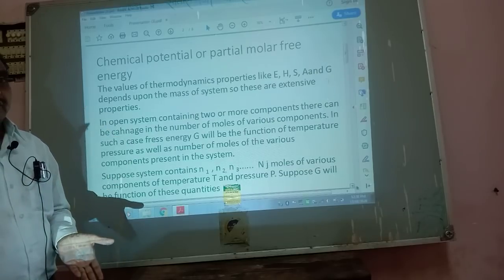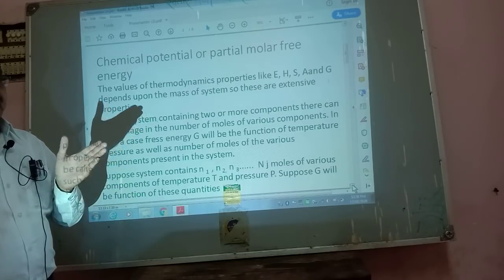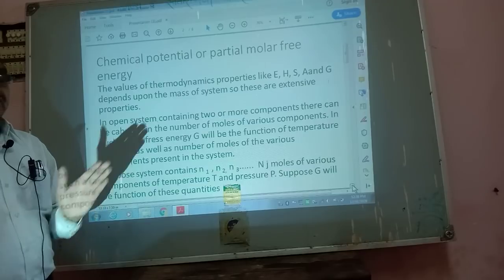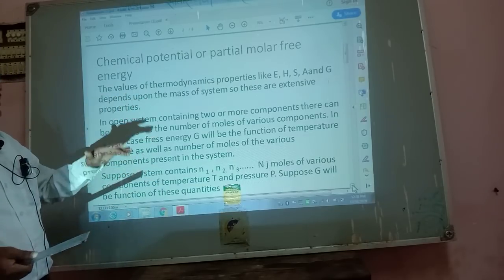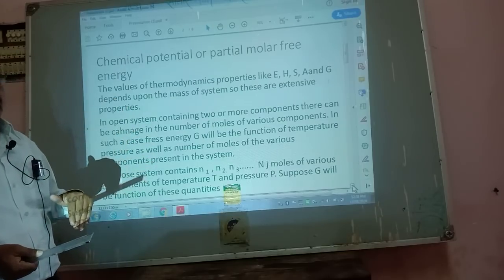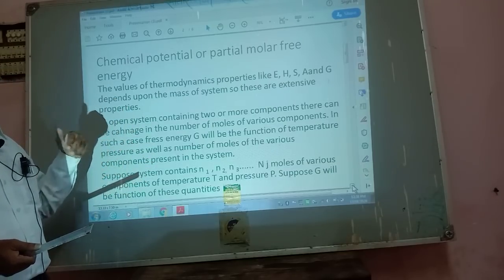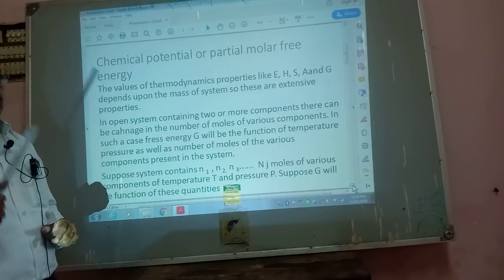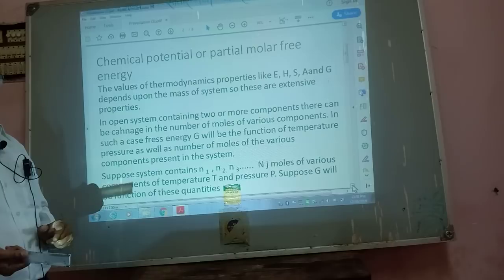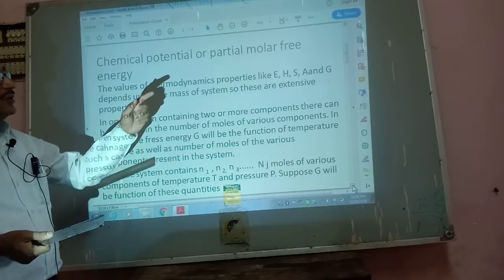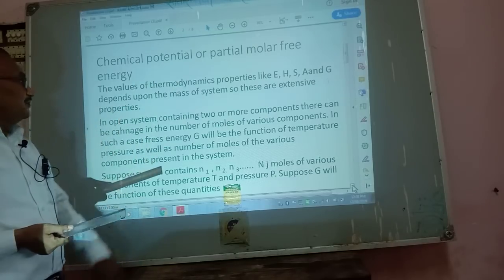Temperature is an intensive property. Surface tension is an intensive property. Viscosity is an intensive property. Here we have defined two terms: intensive property and extensive property. Intensive properties are those which are independent of the number of moles of the system, and extensive properties are those which depend on the number of moles of the system.